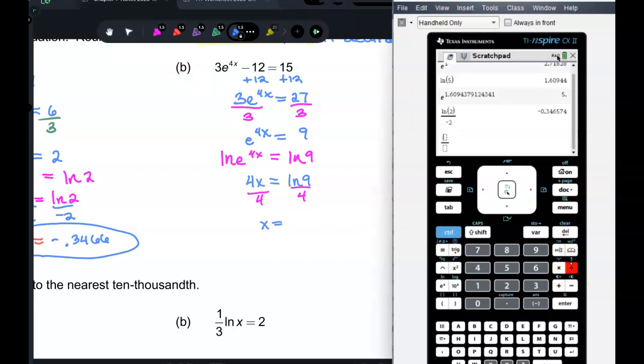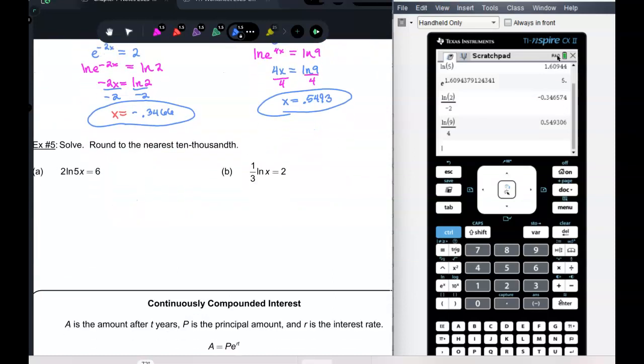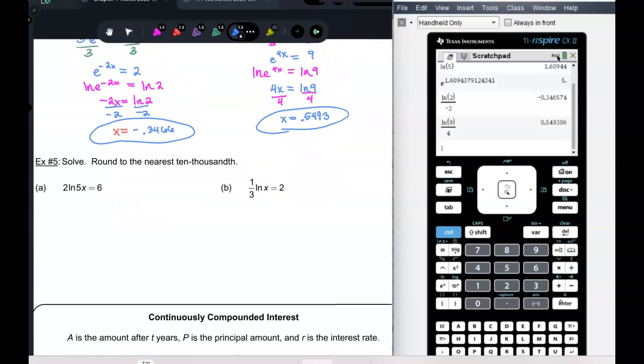Divide each side by 4. And then for x, we find the decimal. We get 0.5493. And there is a reason we're going to the 10,000th place. As you notice, a lot of these times the numbers are really small. Questions?